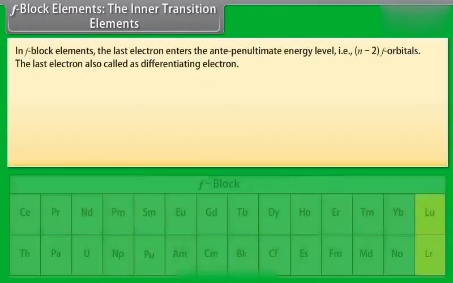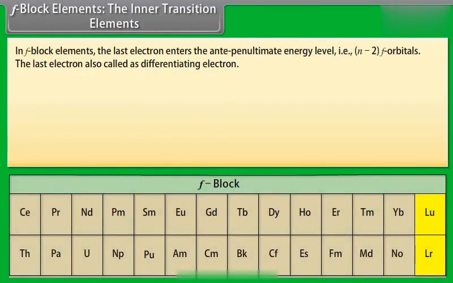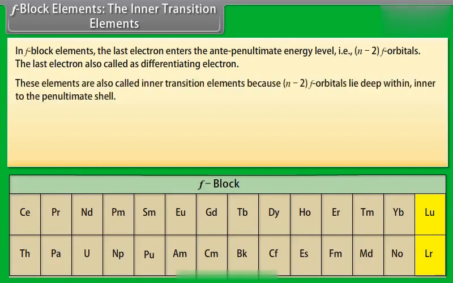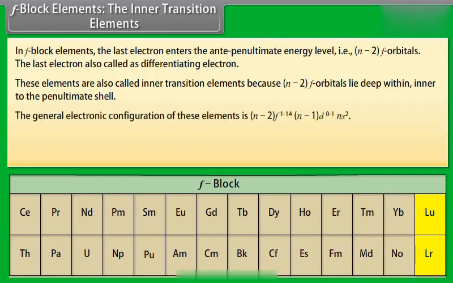F-block elements, the inner transition elements. In F-block elements, the last electron enters the antepenultimate energy level, that is (n-2) f orbitals, where n can be 6 or 7. The last electron is also called the differentiating electron. These elements are also called inner transition elements because (n-2) f orbitals lie deep within, inner to the penultimate shell. The general electronic configuration of these elements is (n-2) f1 to 14, (n-1) d0 to 1, ns2.